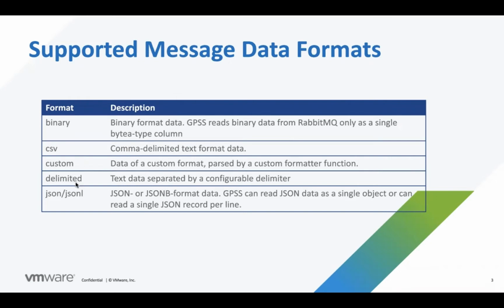Text data separated by a configurable delimiter can be loaded into Greenplum using delimited format. GPSS also supports JSON or JSONB format data. GPSS can read JSON data as a single object or can read a single JSON record per line.